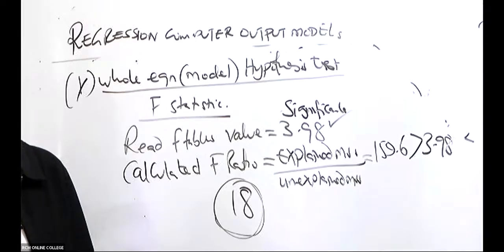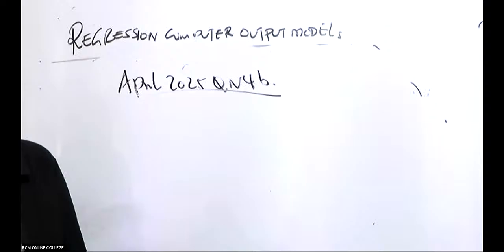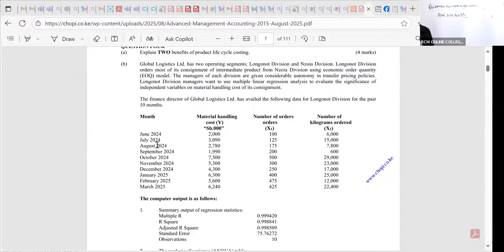So this was April 2025 question number 4, and it was really an easy paper. Even the question itself was really easy.